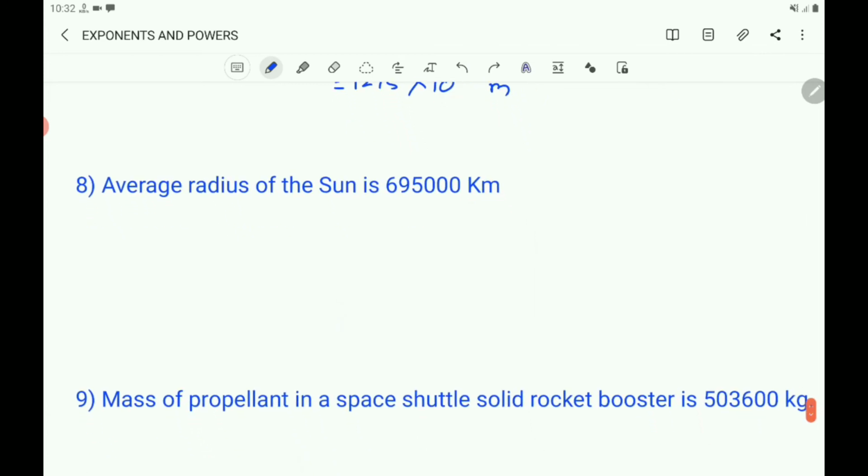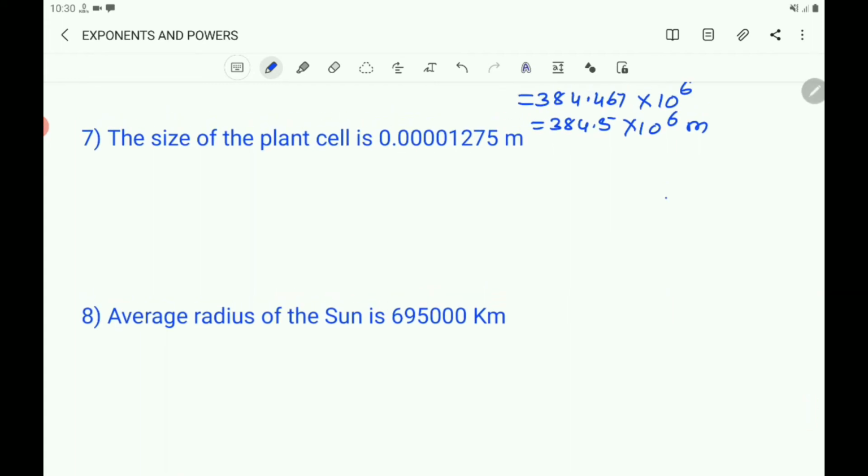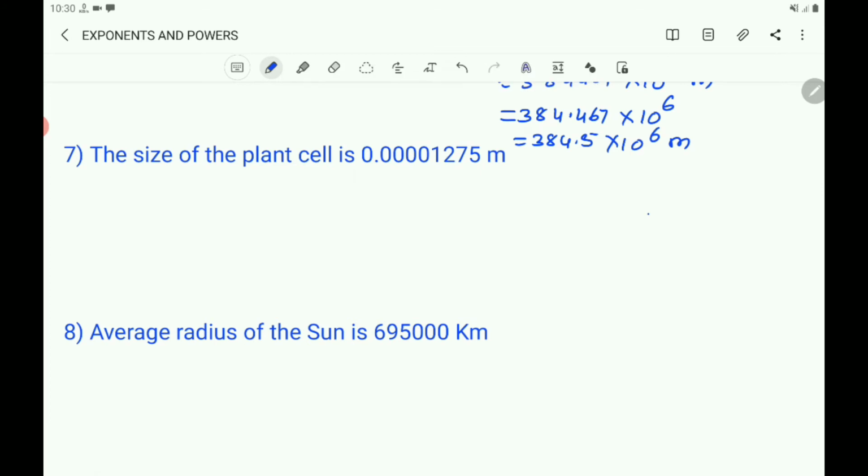Next one, let us take the average radius of the sun is how much? 6 lakh. The seventh one, the size of the plant cell is 0.00001275 meter. If you want to express this in terms of exponents, here the digits are 1275, and if you brought these 4 zeros before the decimal point, if you move them to left side, here you must take 10 to the power of minus 4, as it is the digits after the decimal point. So it becomes 0.1275. Here 1 2 3 4, 4 digits are moved towards left, so it becomes 10 to the power of minus 4.